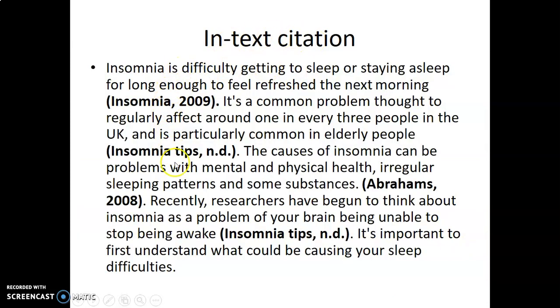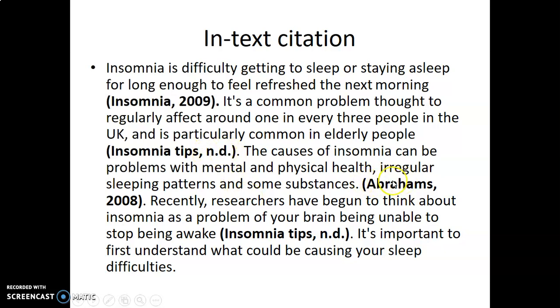And that's what in-text citations look like. So you get information from some source. Say this is the part I was talking about, the causes of insomnia, blah blah blah. And I indicate here in brackets where I got this information from. If you know the name of the author, you use his or her last name, not the first name. Abrahams. Then you put a comma and then the year of publication. If you don't know the year of publication, you use n.d., small letters.